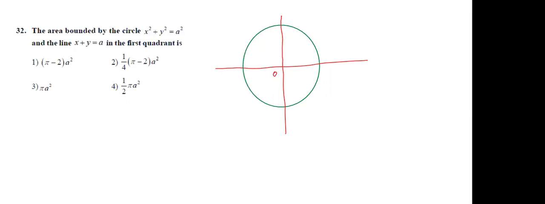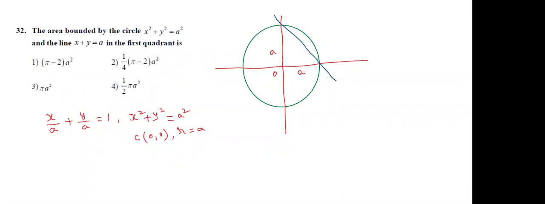Now x plus y is equal to a is given. Convert it into intercept form: x by a plus y by a is equal to 1. And the equation of the circle is given, x square plus y square is equal to a square. Here the center is the origin and radius is a. This is a, this is also a. And draw the line, x by a plus y by a is equal to 1. In between these two, this is the required area.